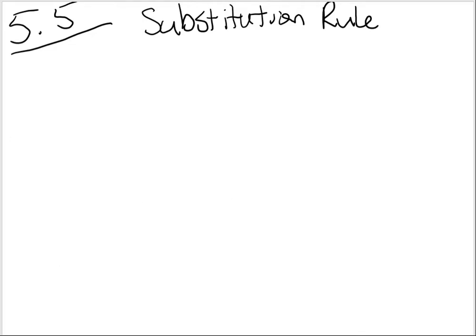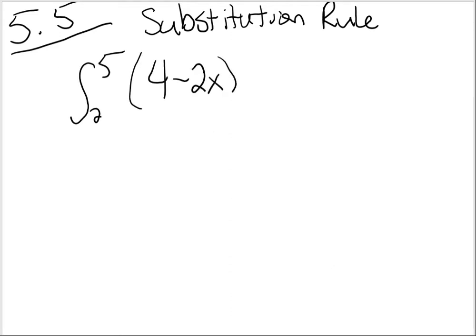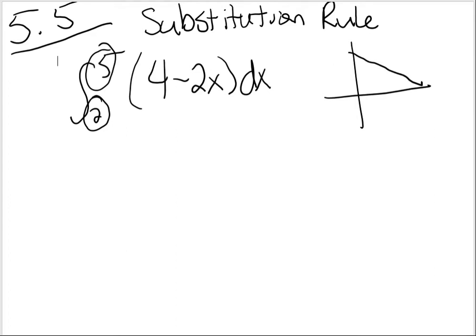Okay, so far, what have we done in this chapter? Well, we've had things like, let's take the function 4 minus 2x and look at the area bounded between the curve from 2 and 5. So that's something like 2 and 5, so that's going to be, there's some negative area there. So we're looking at this area.